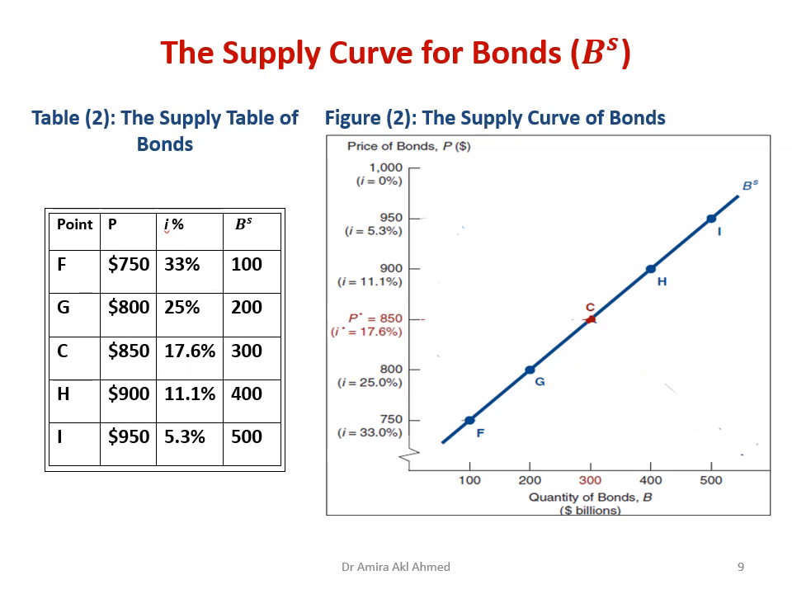Table 2 attached here tells us that if we are at point F when the price of the bonds is $750 and the corresponding interest rate is 33%, the quantity of bonds supplied is $1 billion. If the price of the bond rises to $800 and the corresponding interest rate declines to 25%, then the quantity supplied of bonds will jump to $200 billion as represented by point C in the table.